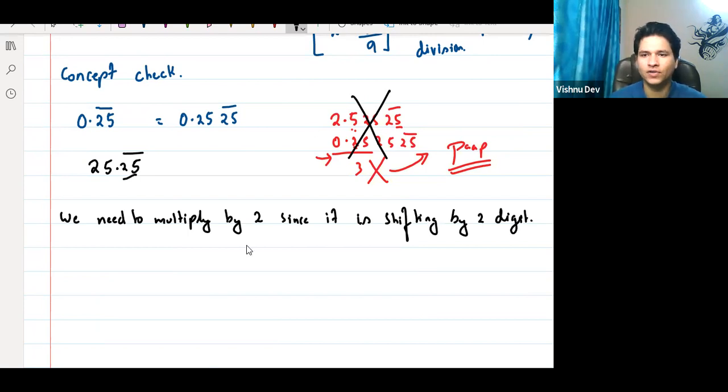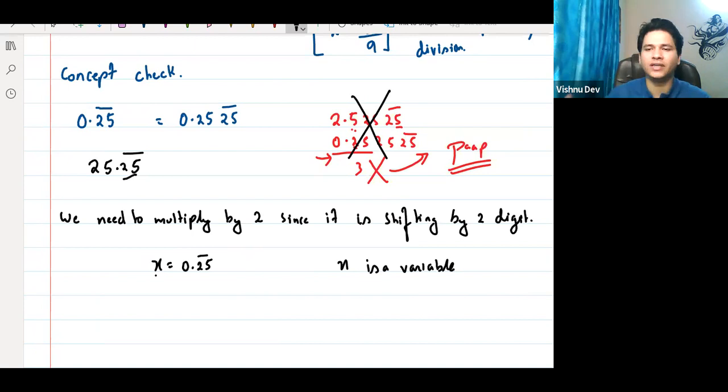Chalo. So again, same thing, right? I want to convert this now. So let us take x is equal to 0.25 bar. Now again, x is a variable. Variable का मतलब होता है एक डमी, है ना? एक डमी, जैसे नाम दे दिया ना हमने, राइट? है ना?